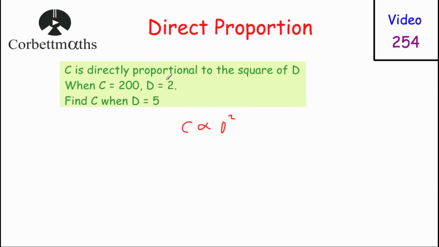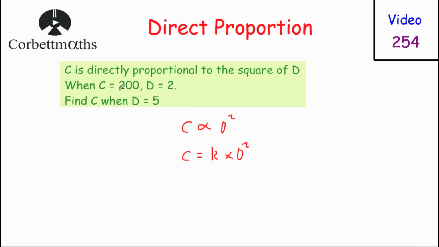And then we've got some information, and this information is going to be really useful. We're told when C is equal to 200, D is equal to 2. So let's write this out again, and let's get rid of this proportion symbol. So let's write down C and then equals, and then we'll put in a K, and that K is the constant of proportionality. So it's a certain value we're going to find, multiplied by D squared. So we've got C equals K times D squared. We've got rid of the proportion sign and we've put in the K, which stands for the constant of proportionality.